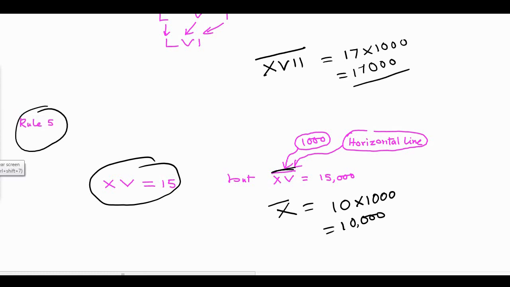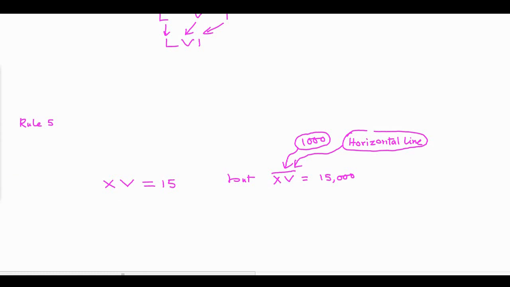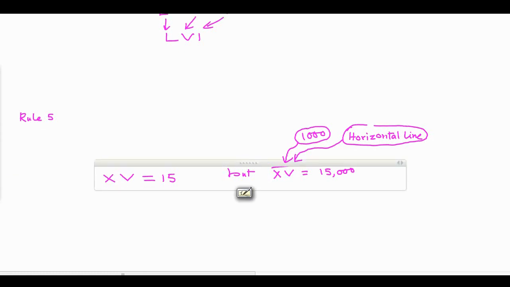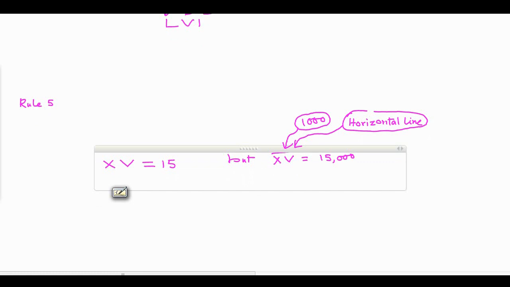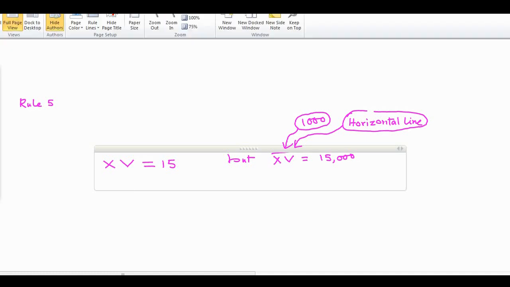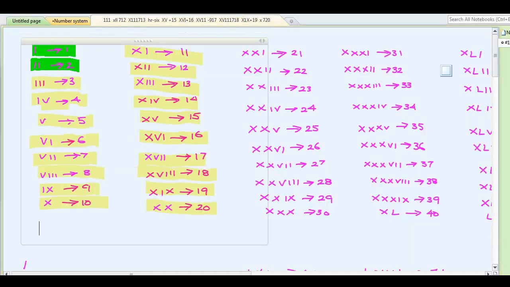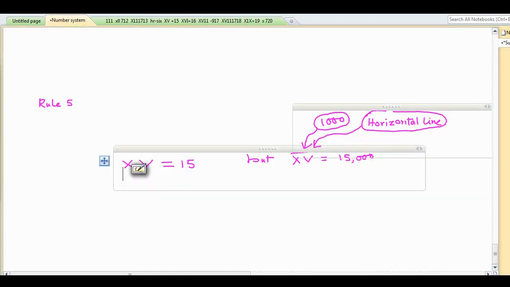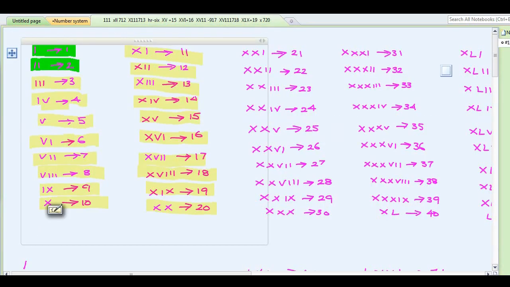These are the rules of Roman numerals, and Roman numerals are very easy. Now I have a few very easy examples of Roman numerals. We can call them the practical side of Roman numerals.